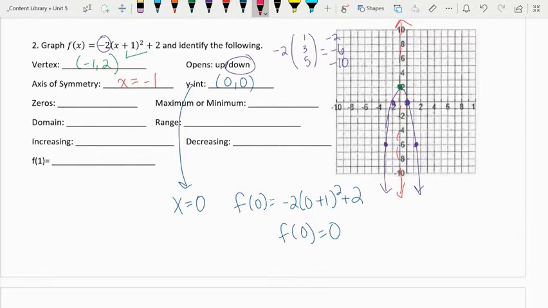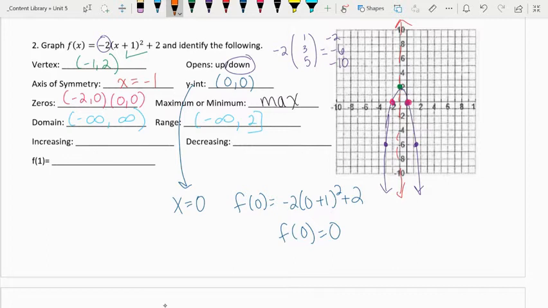Okay, our zeros, remember, those are your x values. Those are the points where it crosses the x-axis. We have (-2, 0) and (0, 0) as our zeros. This is down, so that means that this is going to be a maximum again. Our vertex is the highest point. Domain for all of these is always going to be negative to positive infinity because all x values are going to be included. Our lowest y value would be negative infinity, and our highest would end up being our 2. And remember, that's a bracket because it's included.